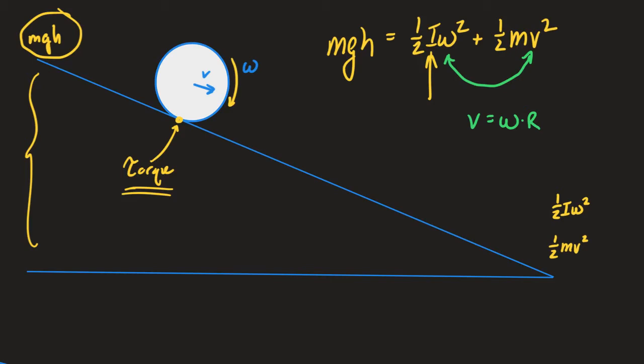But this explains why the disk makes it down there first. This explains why the ring is slower. The ring is harder to turn. So as it rolls down the ramp, it takes away more of the energy in the form of rotational kinetic energy, because it's harder to turn.